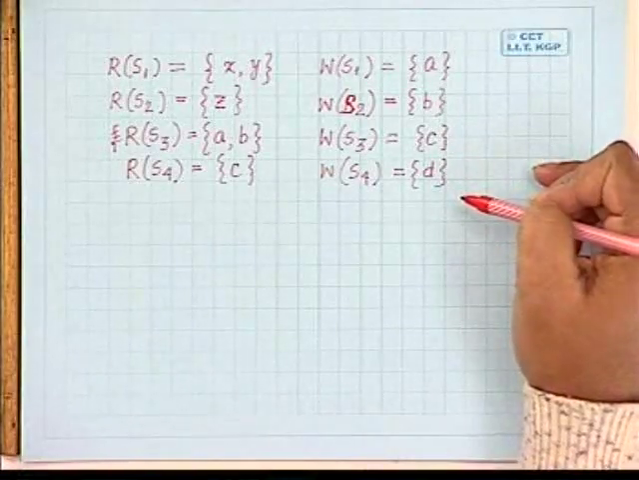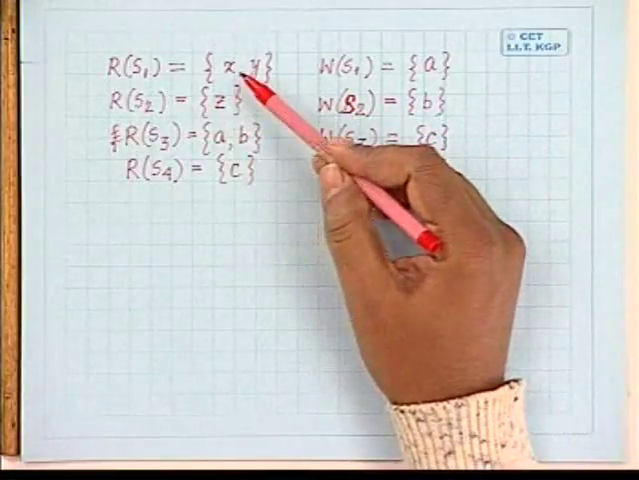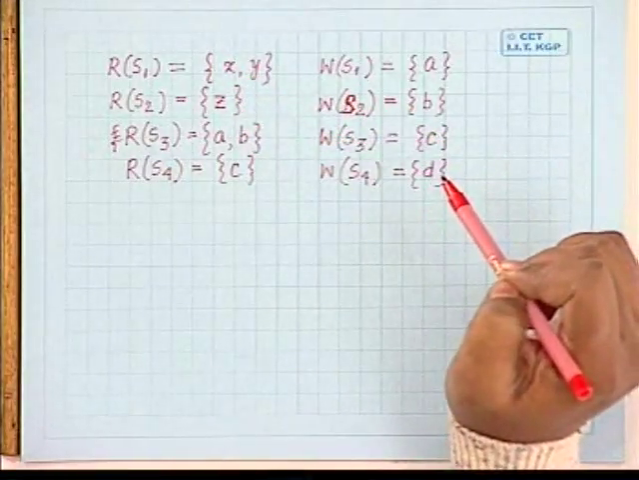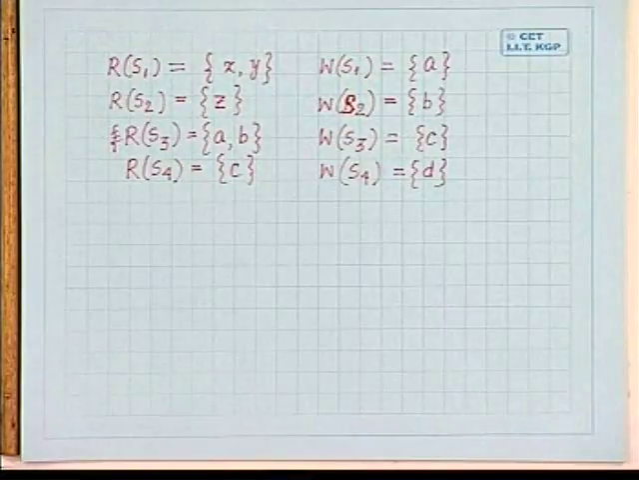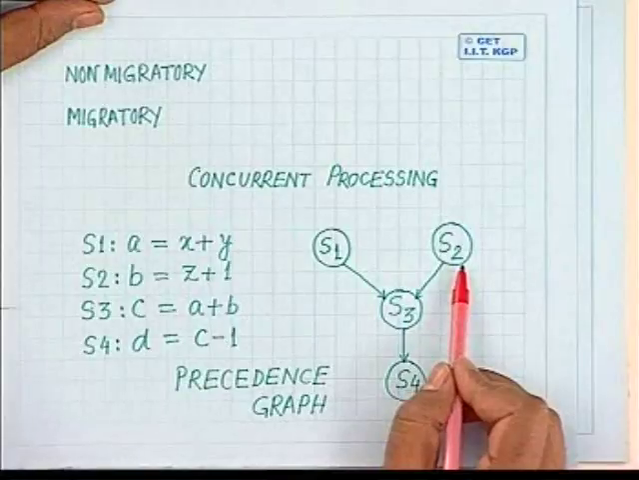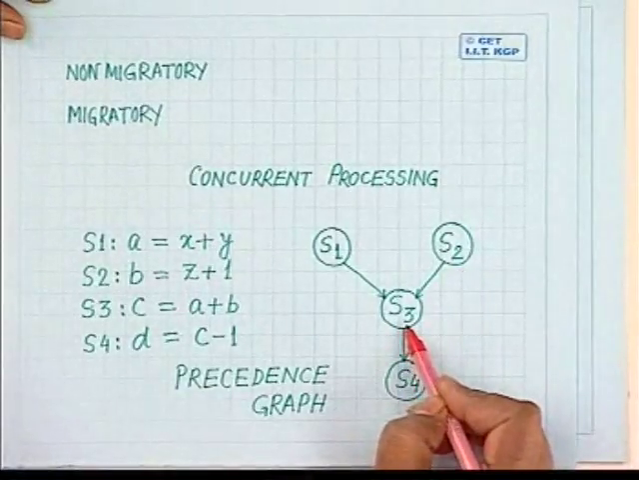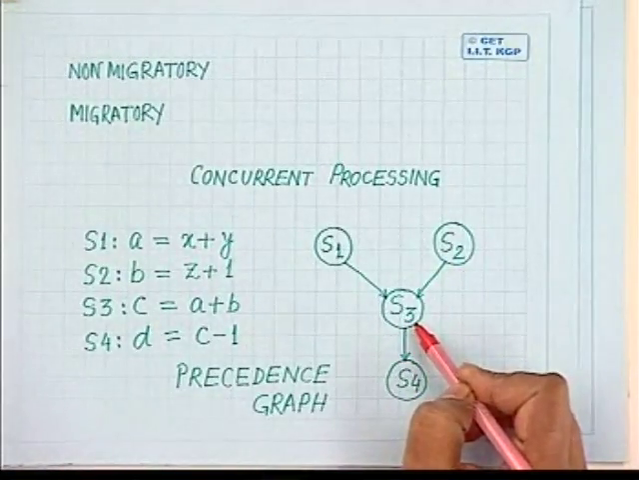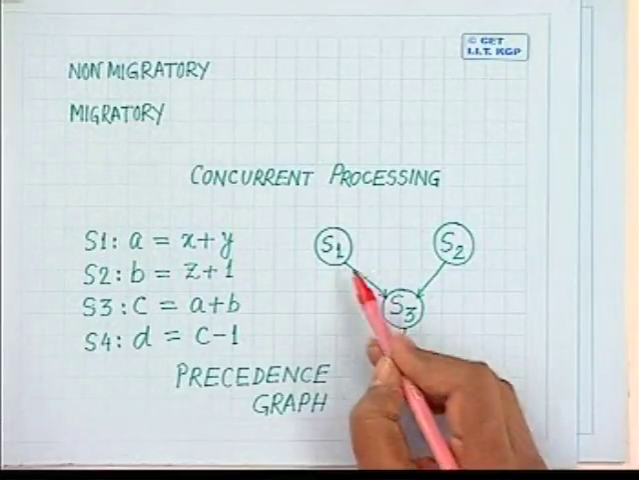Now, you can find out the precedence relation by studying this read set and write set. So, in this example, we have said that we can execute S1 and S2 in parallel, concurrently. But S3 cannot be executed concurrently, neither with S1 nor with S2.